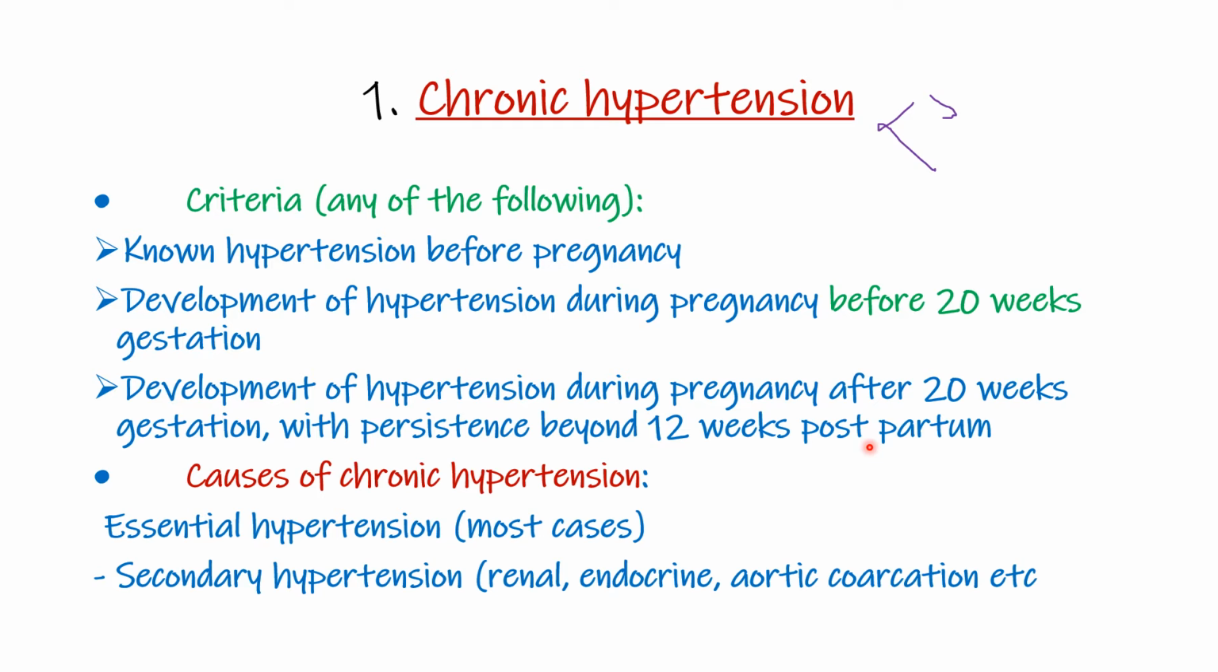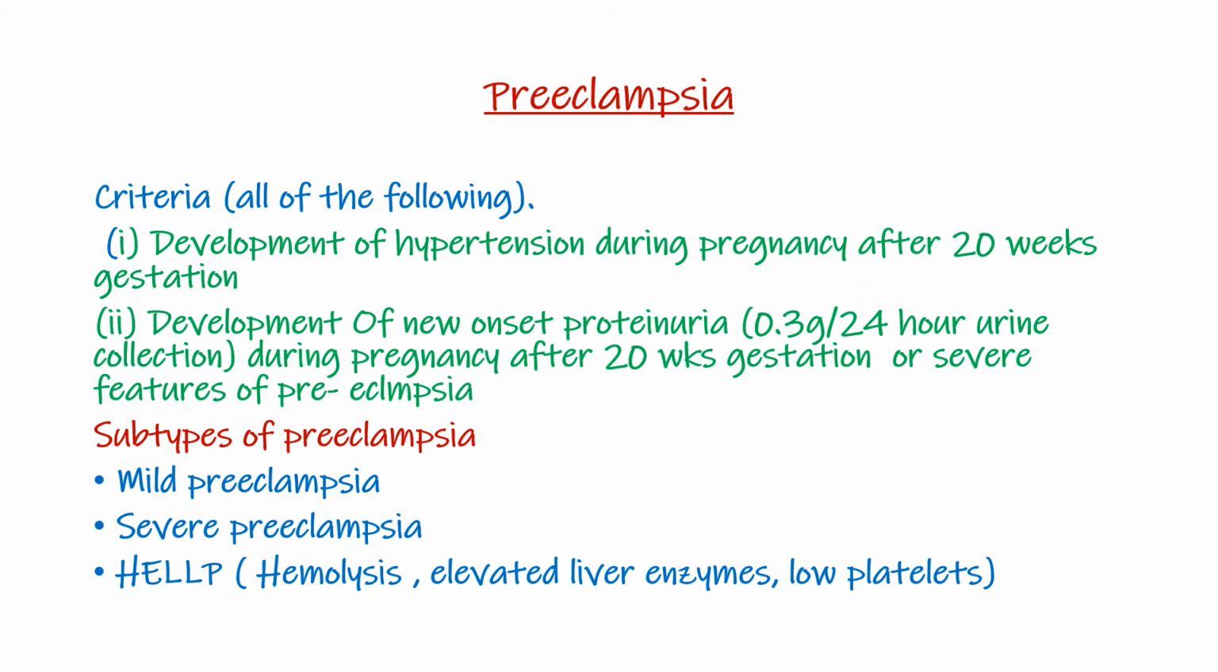And then what are the causes of chronic hypertension? We go back to our IMED class, where we said chronic hypertension causes are divided into two, that is essential hypertension and secondary hypertension. So preeclampsia, what is already our pre-existing knowledge, we said preeclampsia can be defined when you have hypertension greater than 20 weeks and you must have proteinuria or severe features of preeclampsia.